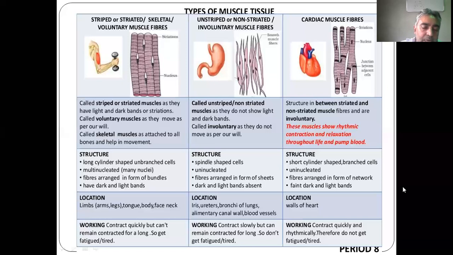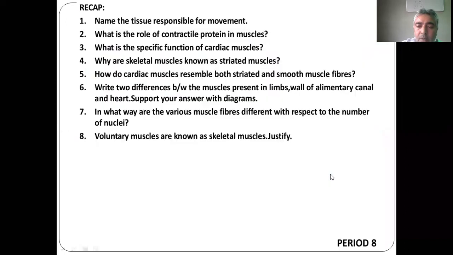Then the working of striated muscle: they contract quickly but cannot remain contracted for long, so they get fatigued. Working of smooth muscles: they contract slowly but can remain contracted for long, so they do not get fatigued. And working of cardiac muscle: they contract quickly and rhythmically, therefore they do not get fatigued or tired. Now you can understand some questions.